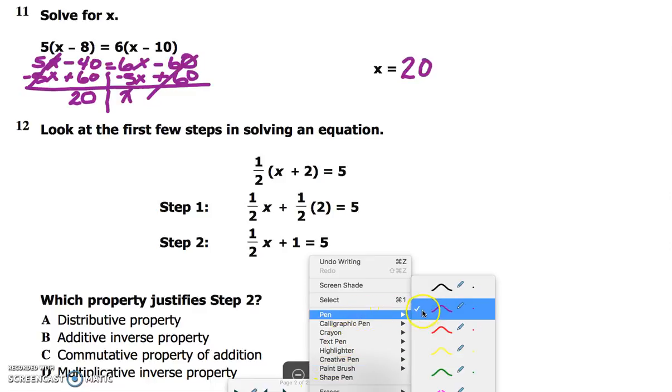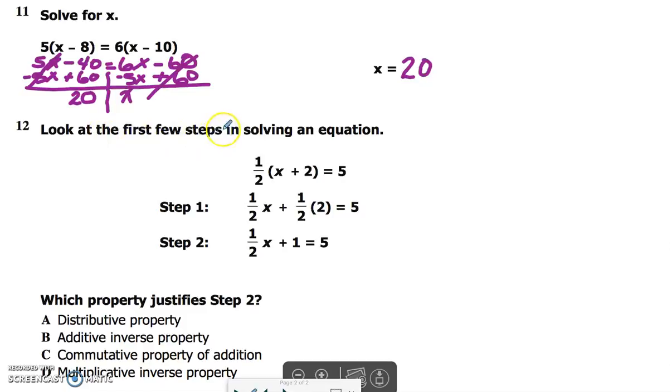Alright. Changing pen colors. Let's go green. Look at the first few steps in this equation. We have 1/2 times the quantity x plus 2 equals 5. Then step 1: 1/2 x plus 1/2 times 2 equals 5. Step 2 says we have 1/2 x plus 1 equals 5.